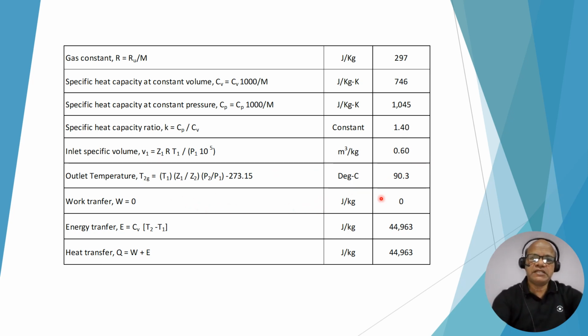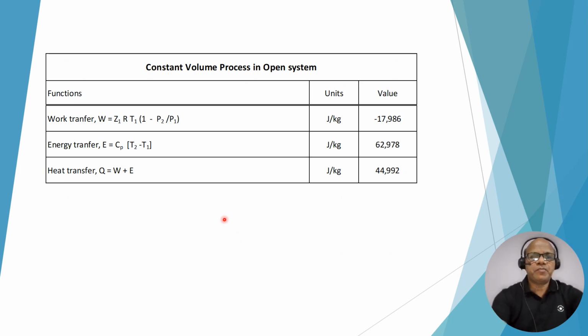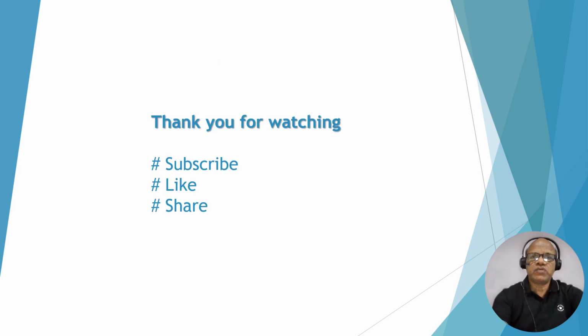T2 outlet in degrees Celsius is 90.3, work transfer is 0, energy transfer is 44,963, and so heat transfer will be the same, 44,963 joule per kg. Now the open process: work transfer is minus 17,986. Energy transfer is 62,978. So heat transfer is just adding these two, it is 44,992. So I hope you have enjoyed this session. Thank you for watching.